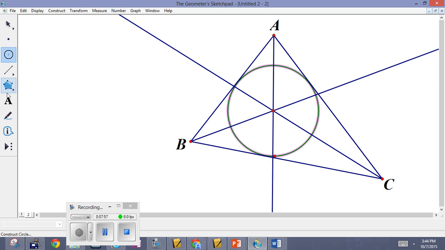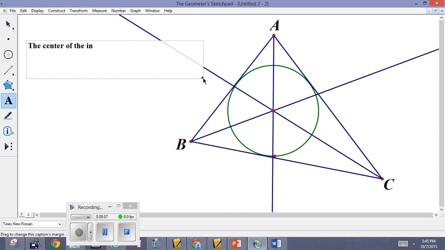So we're going to make it known right now. The center of the inscribed circle is the point of intersection of the angle bisectors.